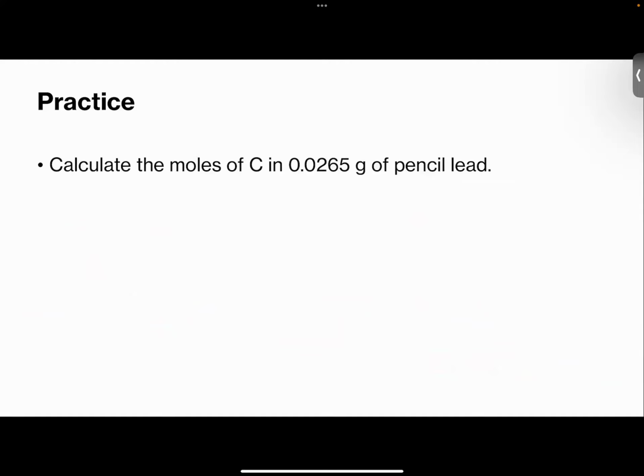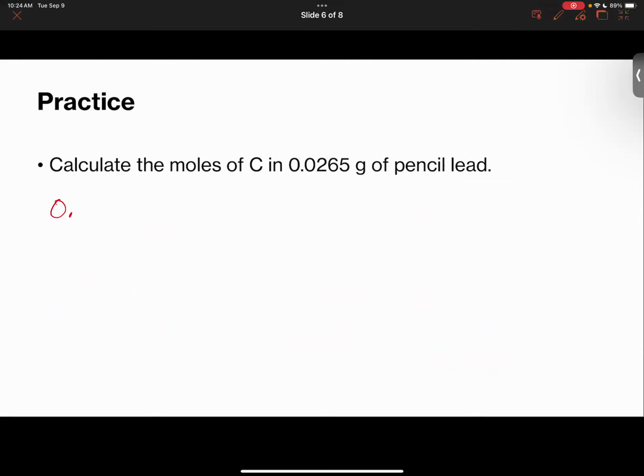Let's look at another example. Calculate the moles of carbon in 0.0265 grams of pencil lead. Basically, pencil lead is graphite, which is carbon. So I'm starting out with 0.0265 grams of carbon, and I need to convert that into moles of carbon. I'm starting with carbon and I'm ending with carbon.